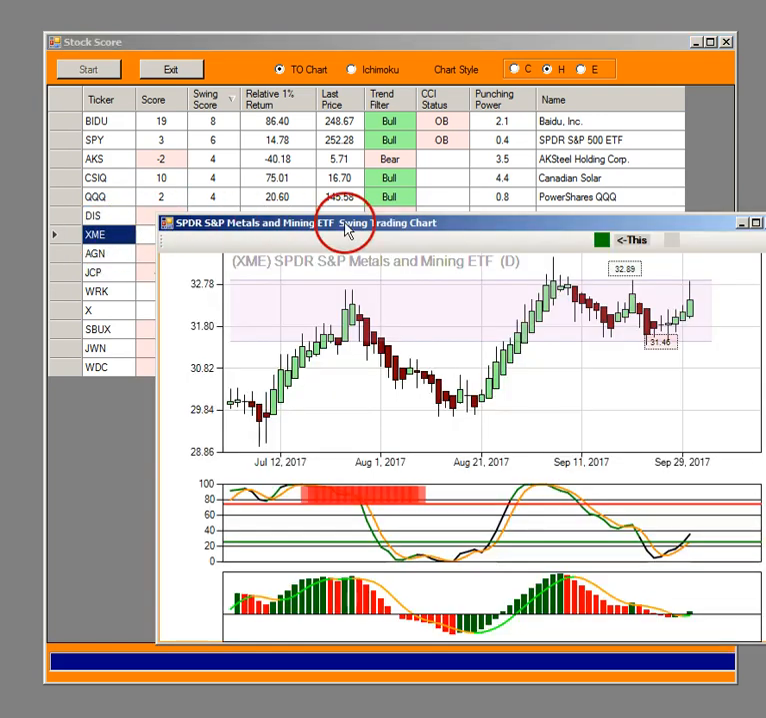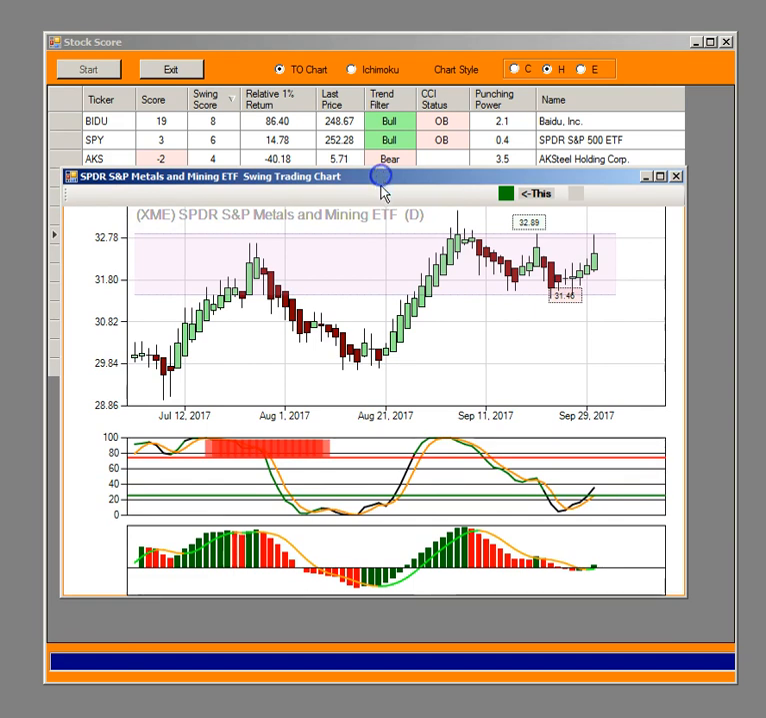XME, the metals and mining spider. We had a cross from below zero to above zero, which makes this a signal bar on its own. And we would look to go long XME, probably in this case above the fractal range 3289.